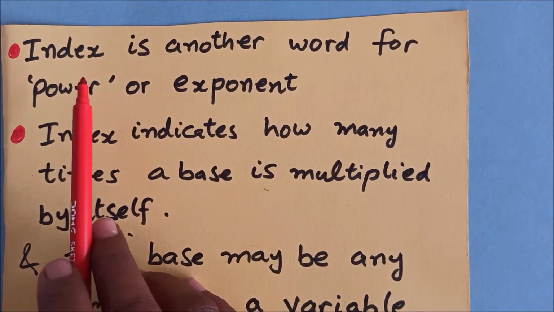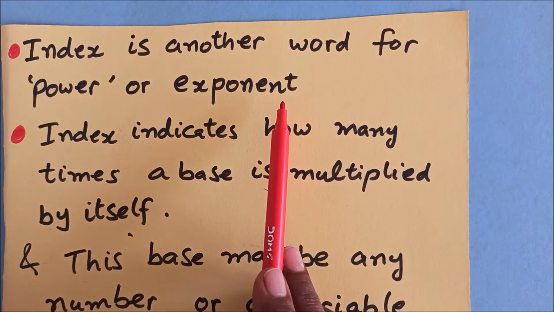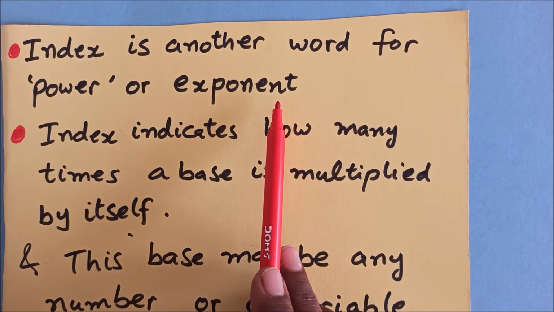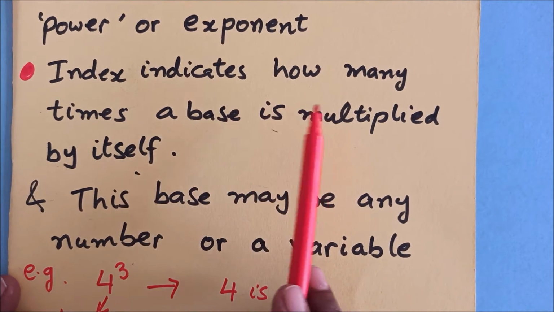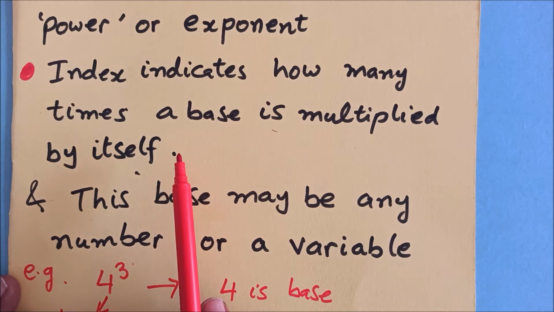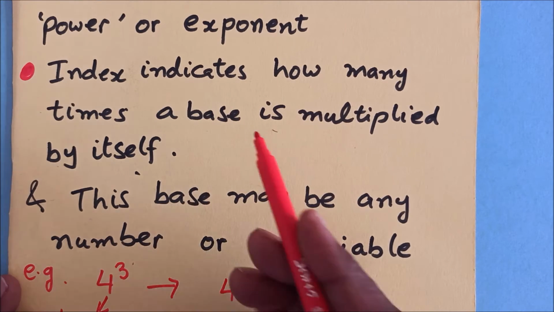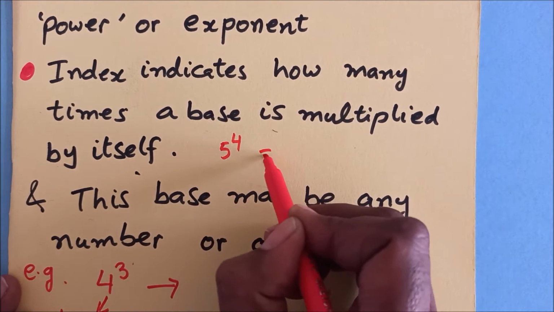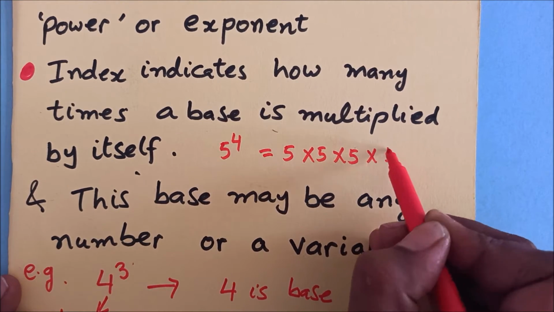Now index is another word for power or exponent. So we can use either power or exponent or indices. You should not get confused with that. Index indicates how many times a base is multiplied by itself. As I told you earlier, 5^4 means 5 is multiplied by itself 4 times.